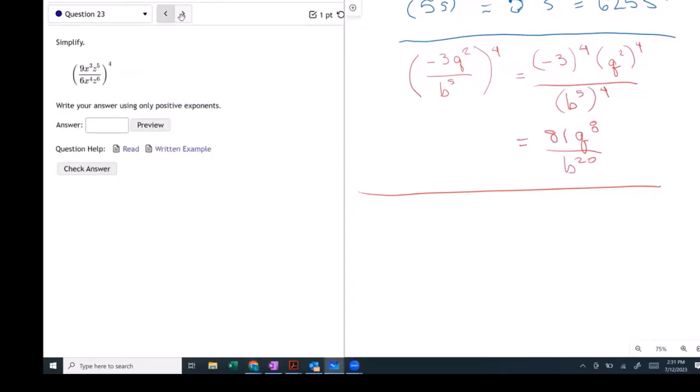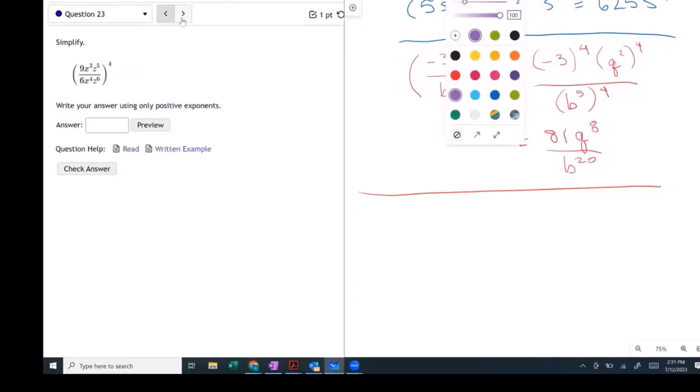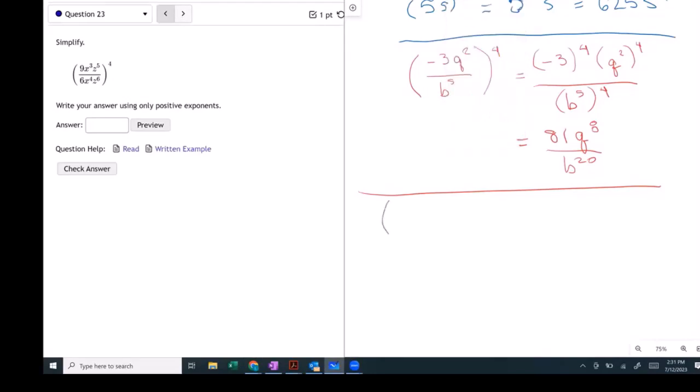What do we do? The first thing I would always do personally, and you don't have to do what I'm doing, but I like simplifying first. I could multiply everything to the 4th power, just like I did in the previous, but I can make this a little easier on myself if I simplify what's inside the parentheses first.